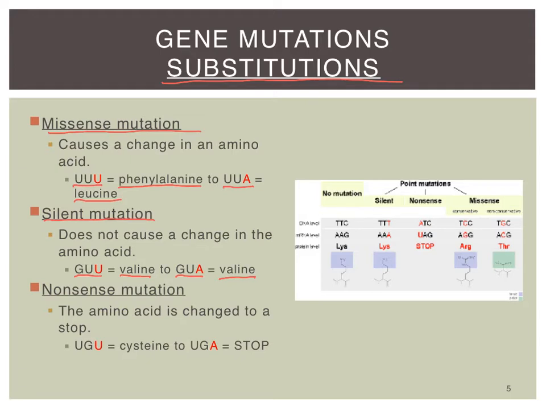And the last one of these is a nonsense mutation, where the amino acid is changed to a stop codon. In this case, UGU, which codes for cysteine, gets changed to UGA, which is a stop codon. What that does is stop translation at that point, so the protein is never fully made. It could be missing a major part of it, enough that it's going to affect its structure, making it nonfunctional.